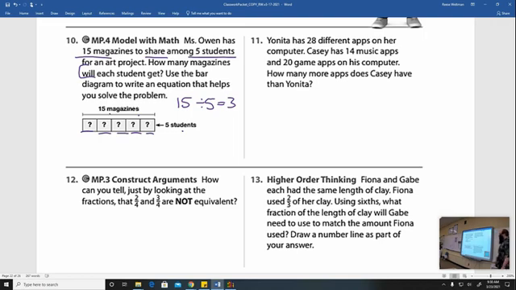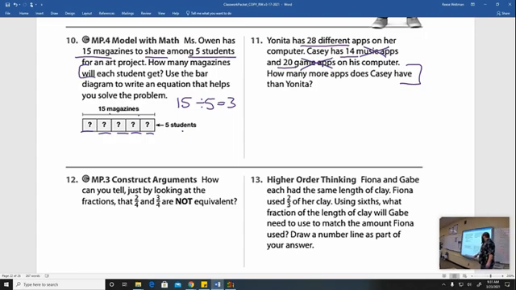You are correct. Now, let's take a look over here. Yonita has 28 different apps on her computer. Casey has 14 music apps and 20 game apps on his computer. How many more apps does Casey have than Yonita? Now, did they give us some information in this problem that we do not need? Yes, they did. What's the information we didn't need, Sellers? The music app. We don't need to know that they're music apps or game apps. All we need to know is that they're apps, right? So don't get caught up in it saying music or game.